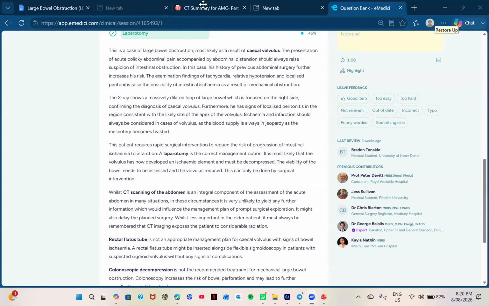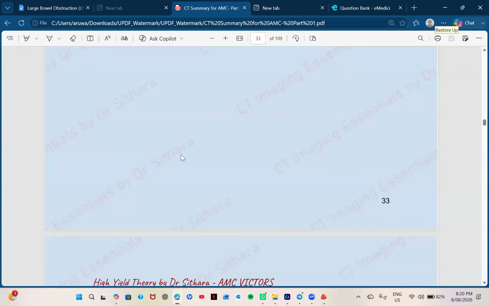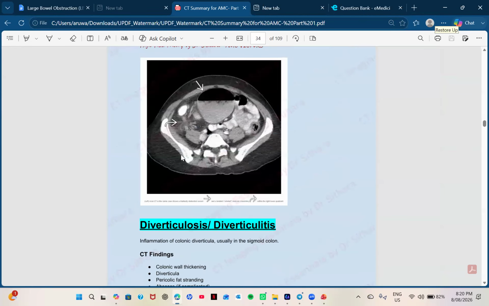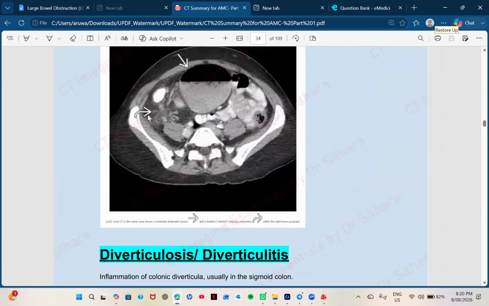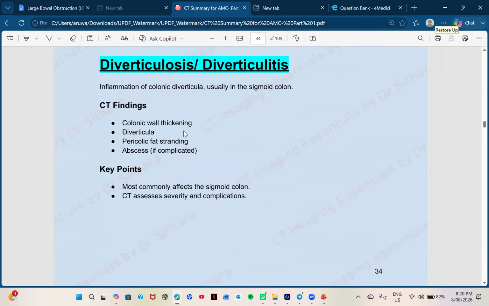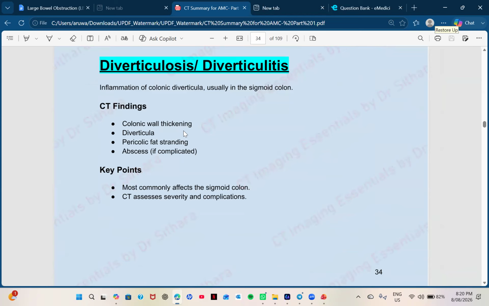Okay, so we'll go to other, yeah, we have a lot of files, right? Now tell me, here also you can see the whirl sign and dilated bowels, right? Whirl sign and dilated bowel. Mainly, they are not asking for CT for the cecal and the sigmoid volvulus, okay?